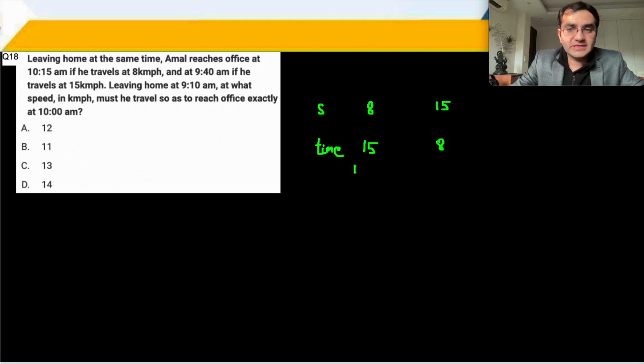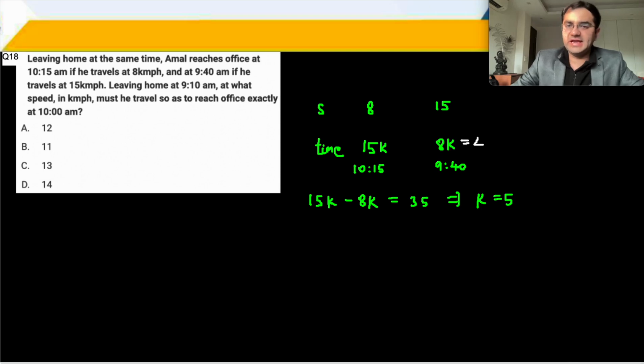In the first case, he reaches at 10:15 a.m. and in the second case, he reaches at 9:40 a.m. Consider the constant k. So what is the gap in time taken? 15k minus 8k is a gap of 10:15 minus 9:40. That's 35 minutes. So from this you get k. K becomes 5. 8k becomes 40 minutes. That means he is reaching the office in 40 minutes.